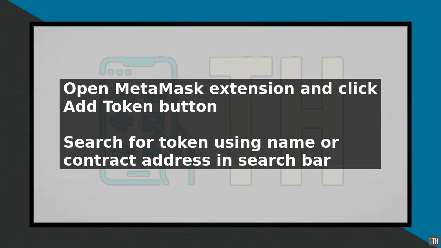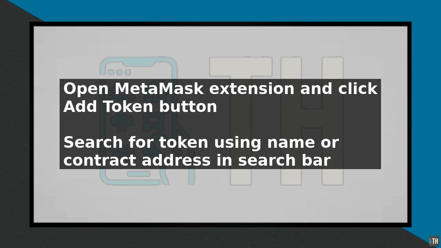To add tokens in Metamask, start by opening the Metamask extension in your browser and click on the Add Token button. You can find this button at the bottom of the Assets tab. Next, search for the token you want to add by using the search bar.